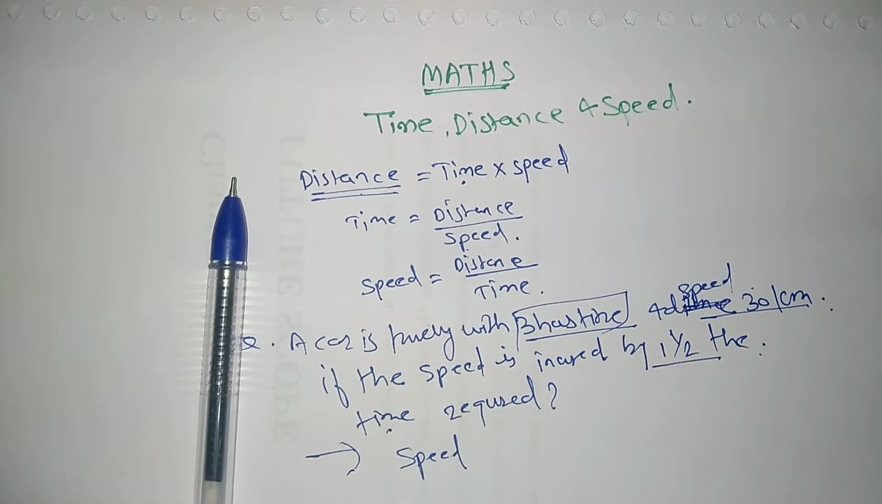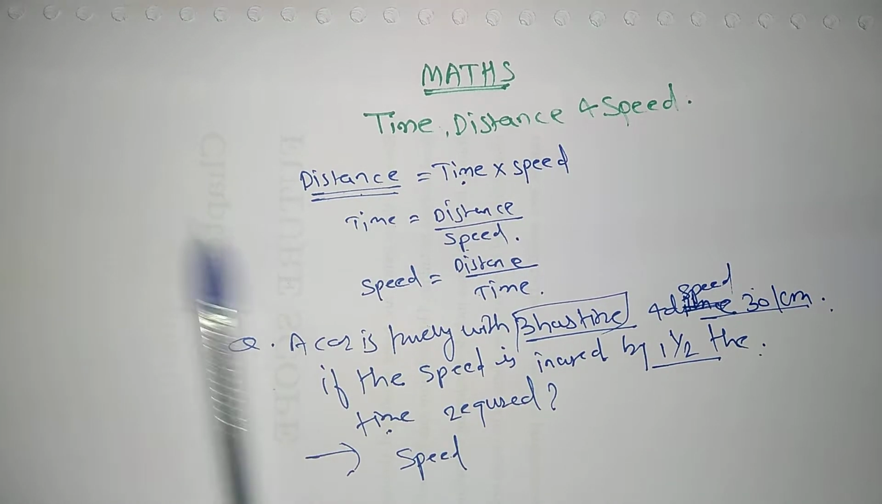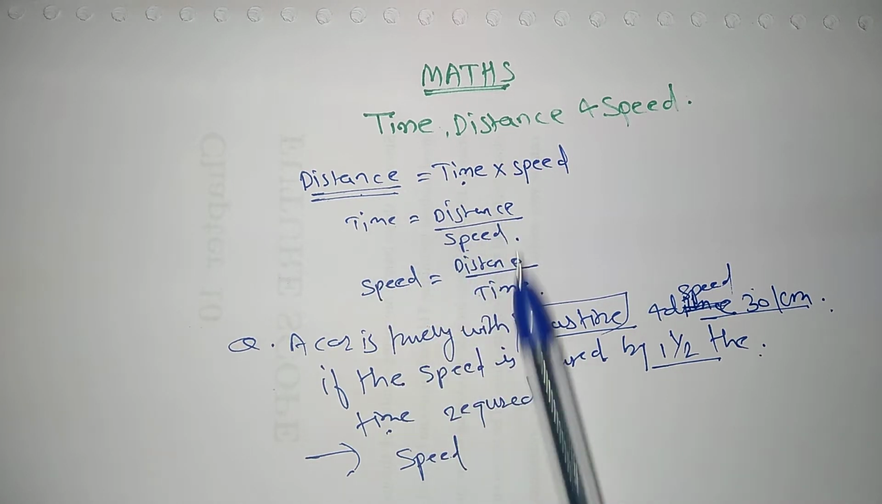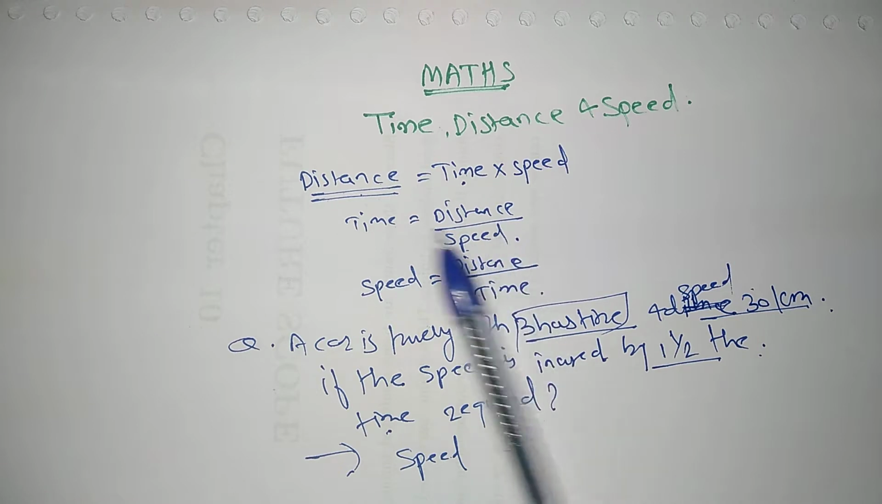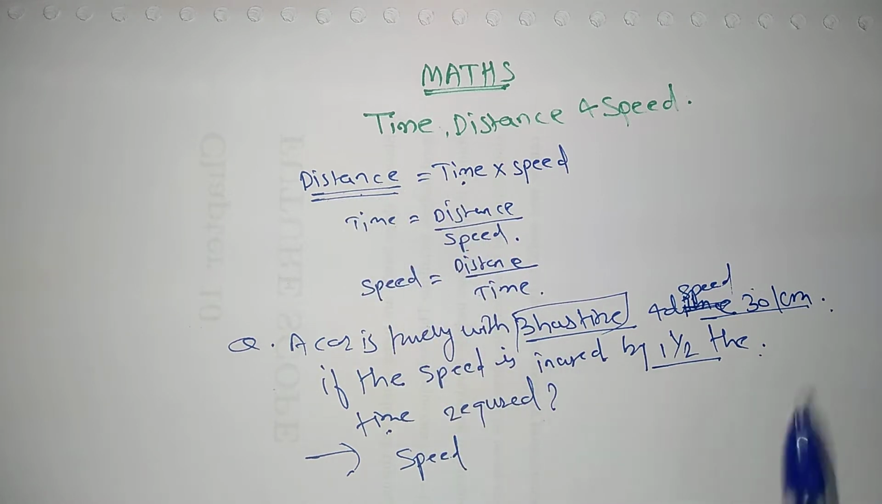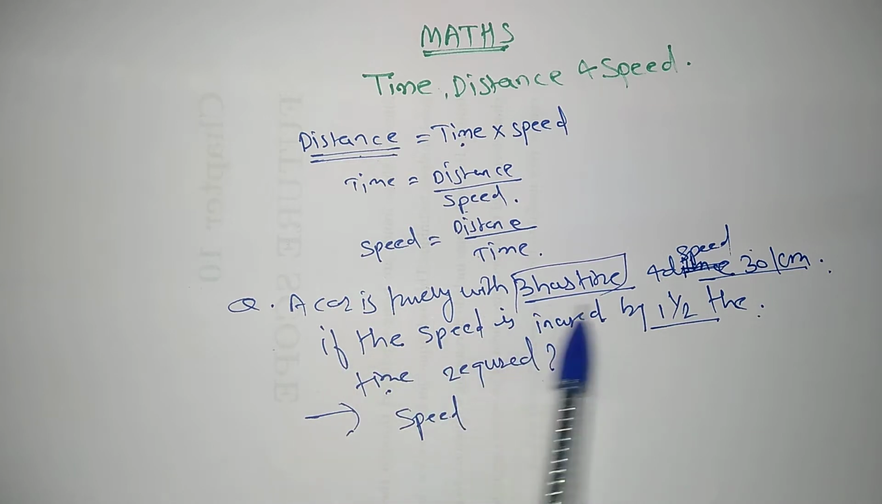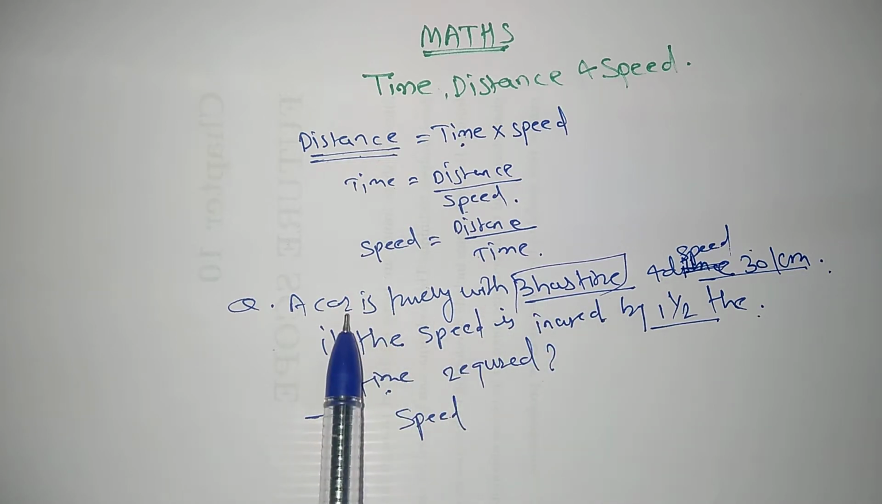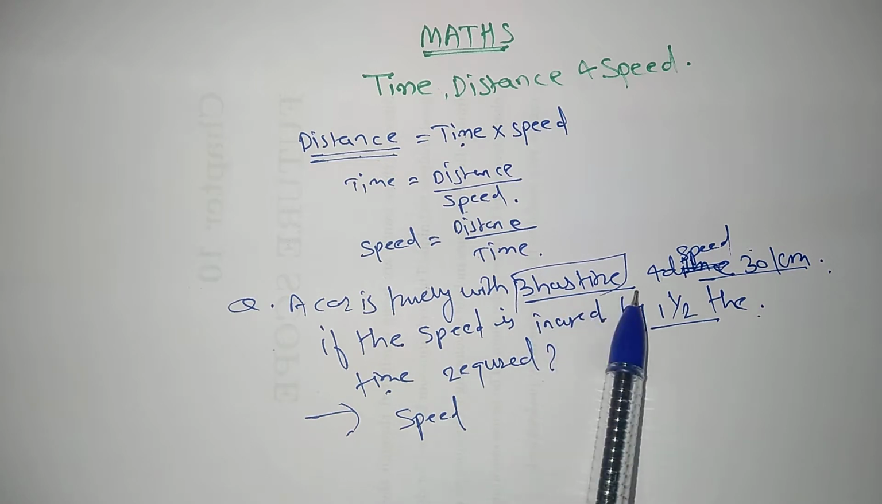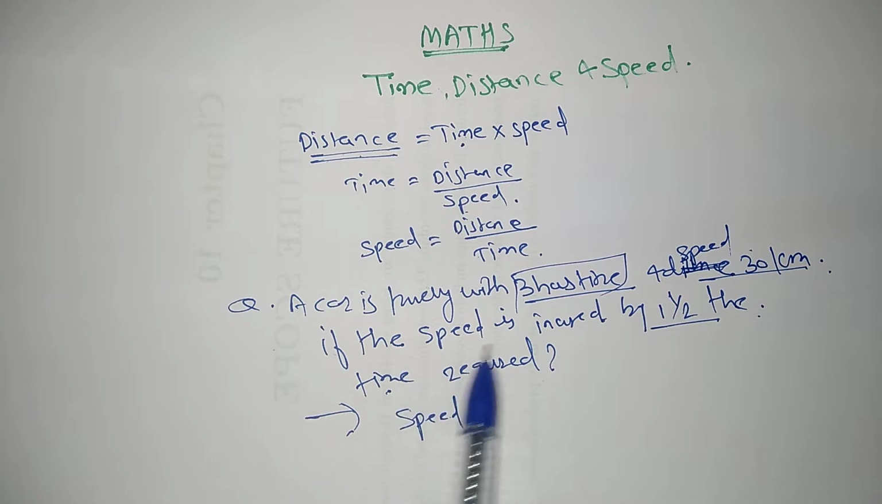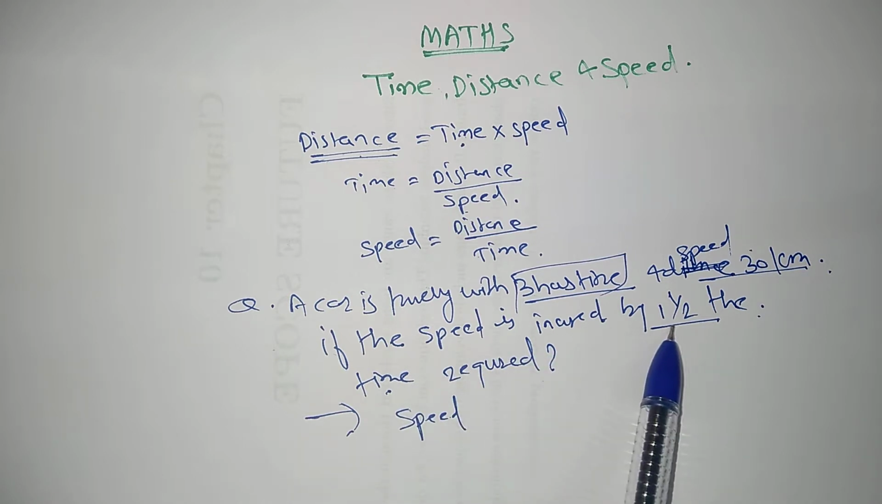One of the entities you have to find out, and in the problem statement they will mention two different entities. Let's take one example and understand how to calculate distance, time and speed. So first example: a car is traveling with 3 hours time and speed is 30 km. If the speed increases by 1 by 2, means 1.5, what is the time required?